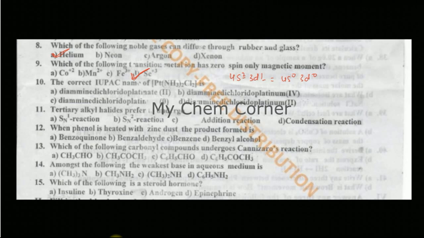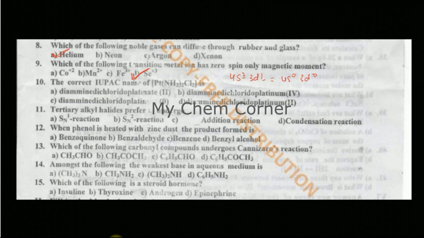So how are we going to approach this? You know from the 3d series the first element is going to be scandium. Start from scandium then. Don't start from option A, which is somewhere in between the series. Start from scandium, which is the first element in the 3d series. That way you'll be able to answer it.